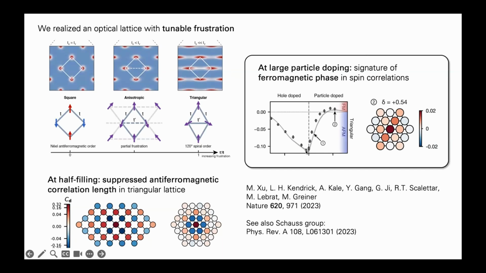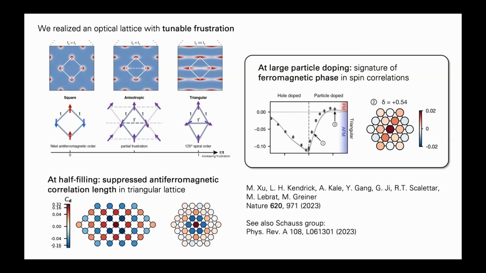But on the particle doped side, the negative tunneling of the particles really wants to suppress the antiferromagnet, but to our surprise, it actually went all the way into a ferromagnetic regime where nearest neighbor correlations become ferromagnetic if you dope the system strongly. So this motivated us to look more into what the nature of this ferromagnetism is.